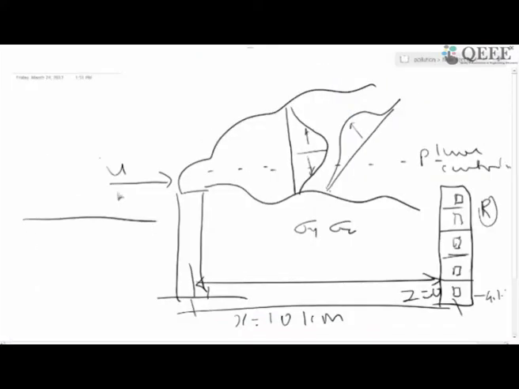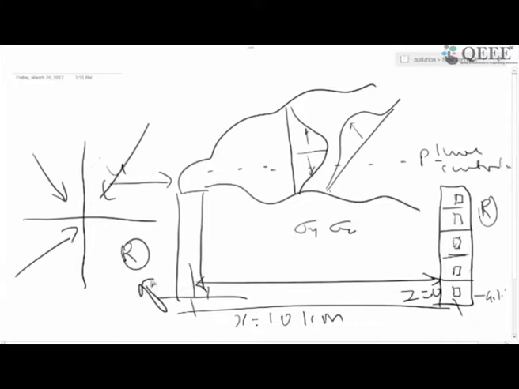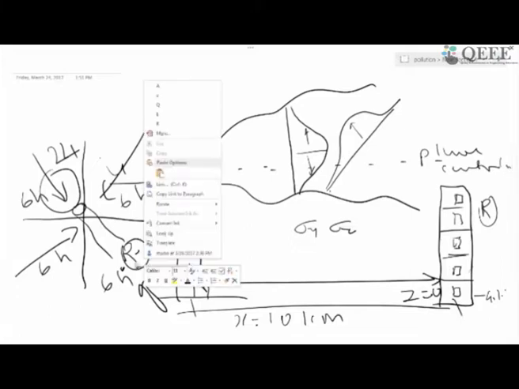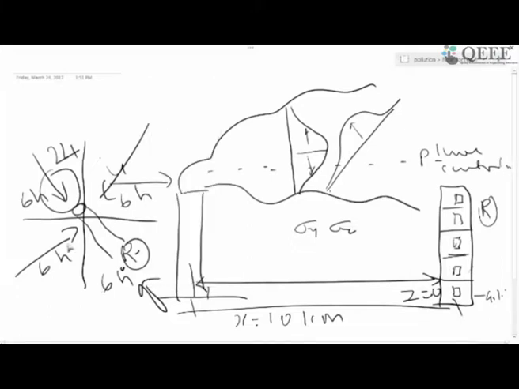Now your receptor is located here, and wind is coming from this direction, this direction, this direction, and also from this direction. On a given day, if all 24 values are coming from this direction, and this is the source, then obviously you will get the maximum concentration. Suppose in a given day 6 hours is coming from this side, 6 hours from this side, 6 hours from this side, and 6 hours from this side. Then what is the concentration? You will get this information.